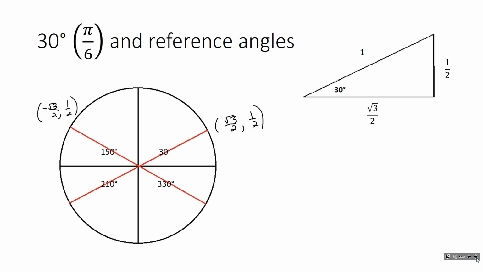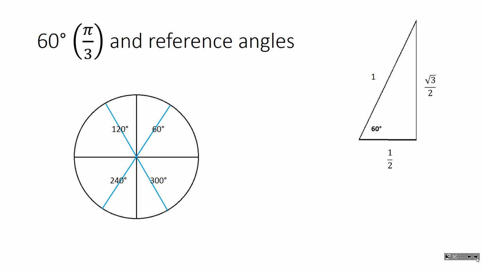So quadrant 2, x is negative. Quadrant 3, x and y are negative. And in quadrant 4, the x is positive, the y is negative. So cleaning that up a bit. There we go.